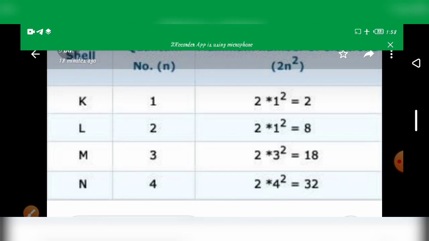Next, how many electrons are accommodated in each and every cell is given in your table. The K cell has n equal to 1, so 2 into 1 squared equals 2. Like that I calculated for the first 4 cells. You have to calculate again and again for K, L, M, N, O, P, Q, R, like that.